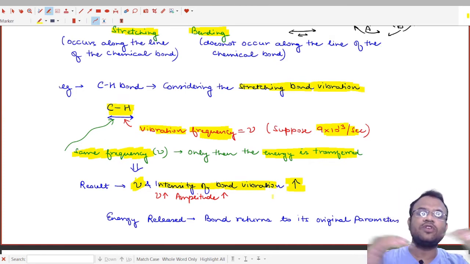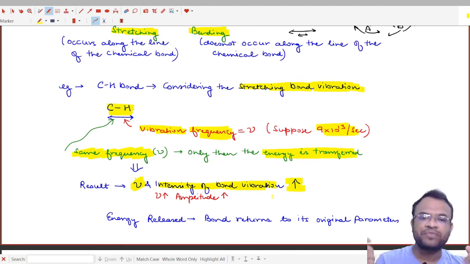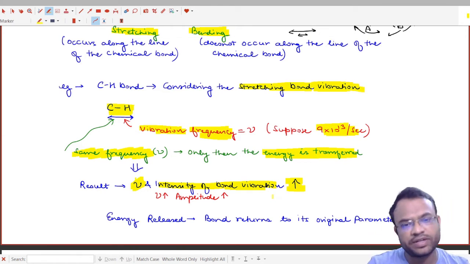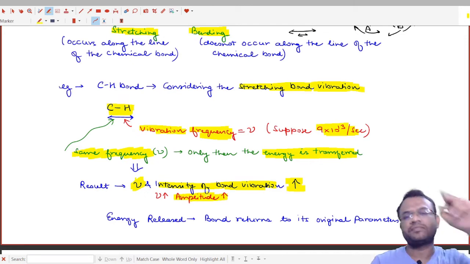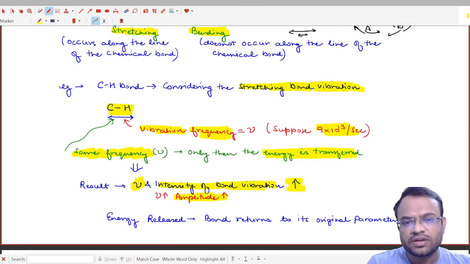Intensity means it would now be vibrating more intensely. Frequency would also increase, that means the number of times that it was vibrating would also increase. In other words, we can say that the amplitude would increase. That means if you consider a peak, suppose this was the peak that was previously forming, now the peak length would be somewhere over here. So this is the difference.